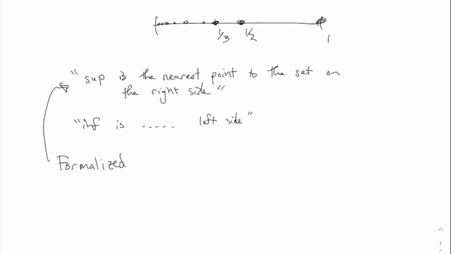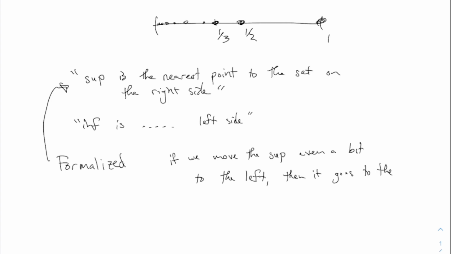This is not my formal version, but it's something like, if we move the sup even a bit to the left, well then we will have moved it past one of the points in the set. That's the idea. That's because the sup is supposed to be the closest you can get on the right side, but still on the right side. And if you move that point any more to the left, it will pass over one of the points in the set. So if we move the sup even a bit to the left, then it goes to the left of some point in the set.